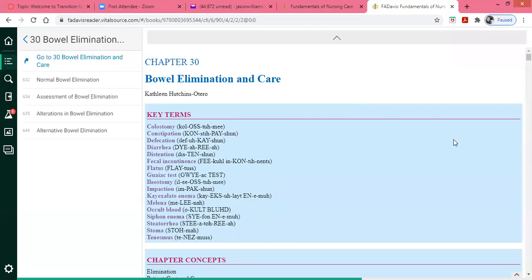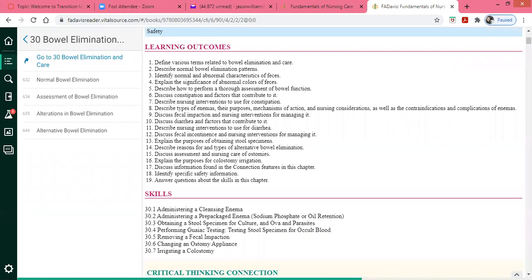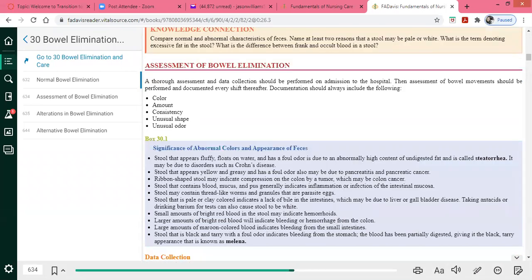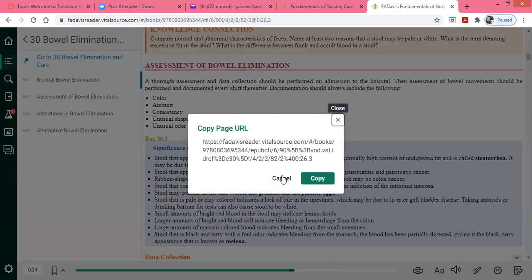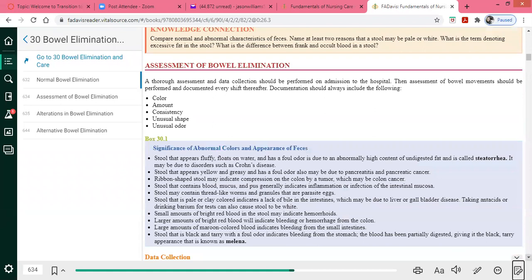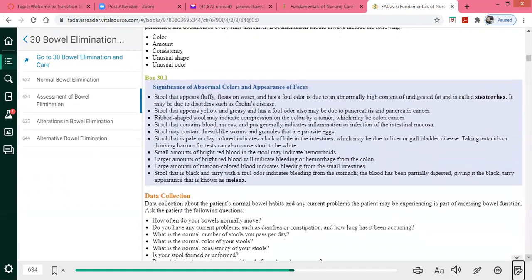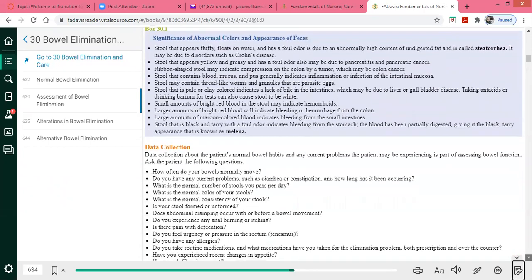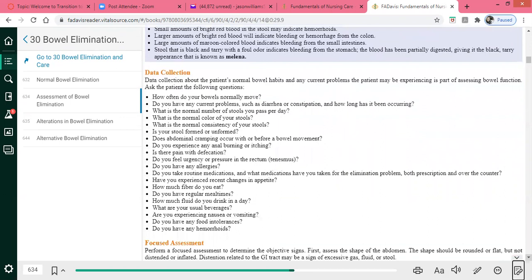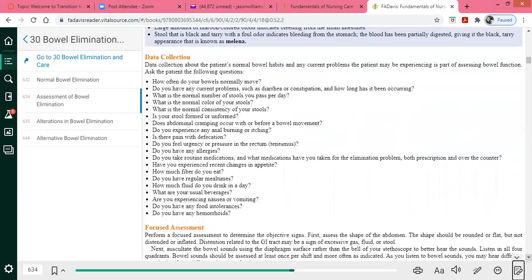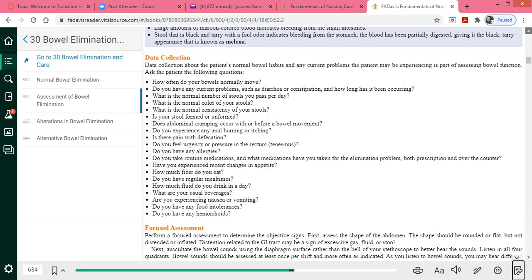Chapter 30 is talking about bowel elimination and care. It talks about how some nurses may view assisting with bowel elimination as nurses' aide work and low on the list of nursing priorities. However, understanding the importance of proper bowel elimination and the extent to which it can affect how a patient feels cannot be overstated.